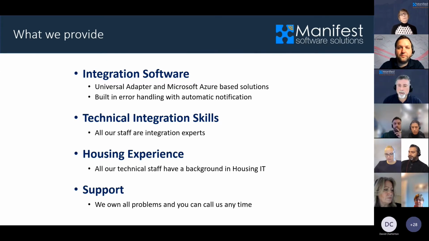And the reason that's important is because when you're talking about integration, often the business isn't talking about REST web services and APIs and XML. What they're talking about is contractor appointments. They're talking about gas servicing. They're talking about compliance issues. They're talking about all the things that we're looking at the moment in the sector.